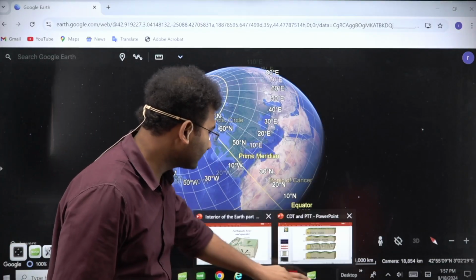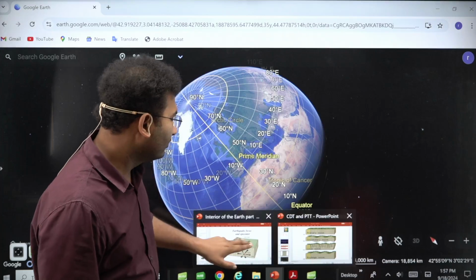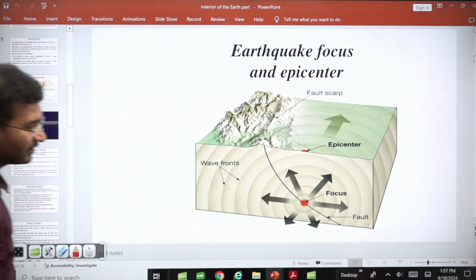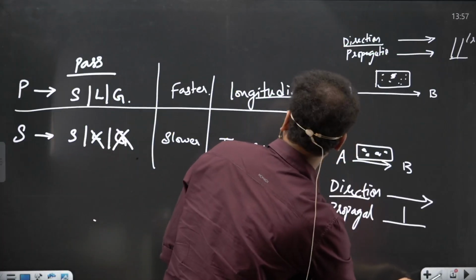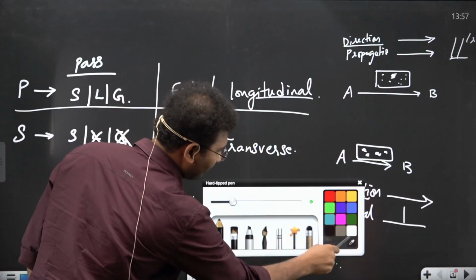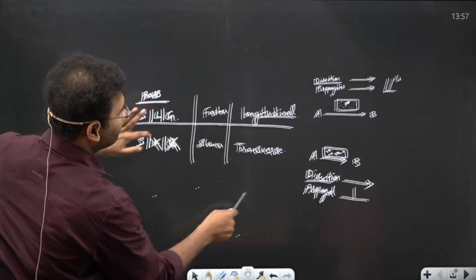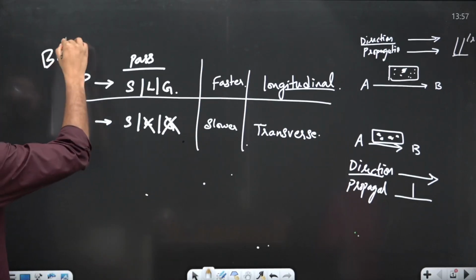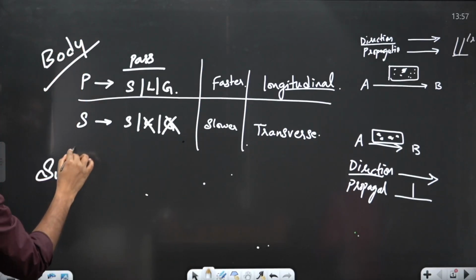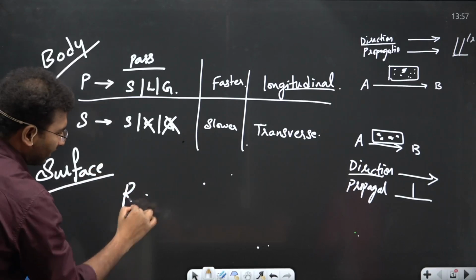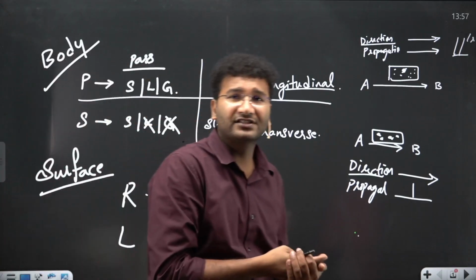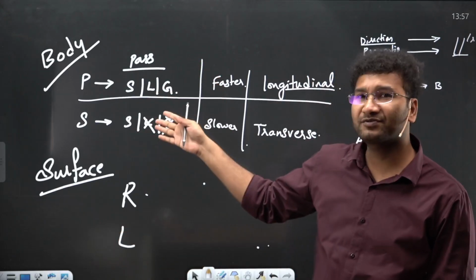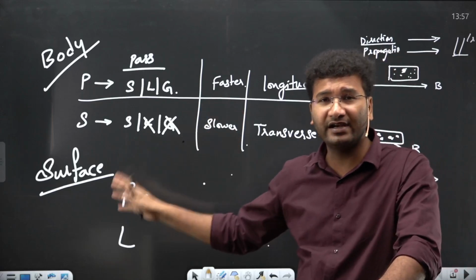Now come to the other set of waves. I told you in the beginning that earthquakes have two types of waves. One is P waves and S waves, which are also called body waves. You also have surface waves. Now what are these surface waves? Surface waves are R waves and L waves. The propagation of these R waves and L waves is way different compared to the propagation of the P and S waves. These are very notorious. These are very dangerous.